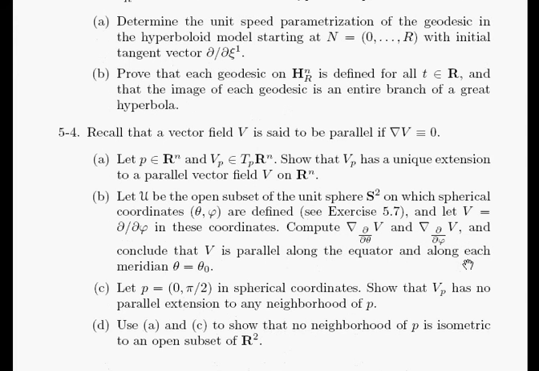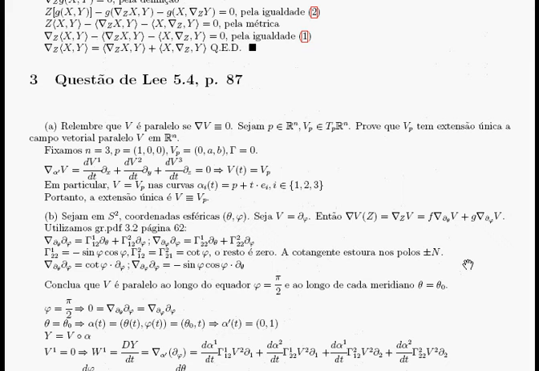C, let p equal (0, pi/2) in spherical coordinates. Show that V_p has no parallel extension to any neighborhood of p. D, use A and C to show that no neighborhood of p is isometric to an open subset of R^2. Okay, I did that.